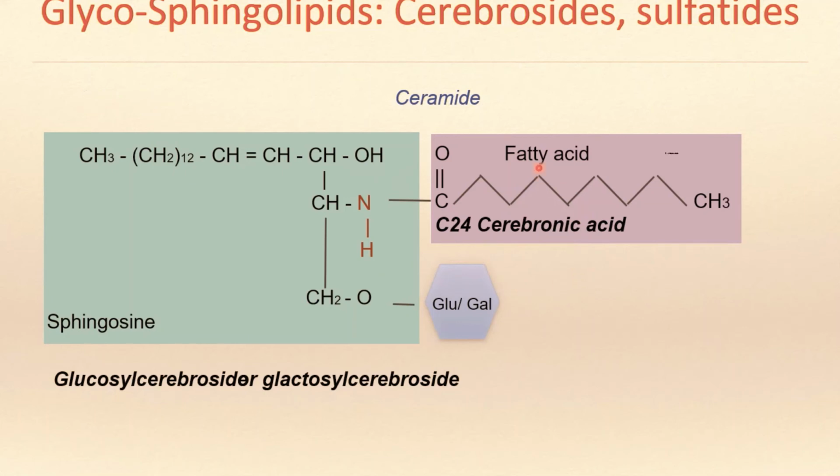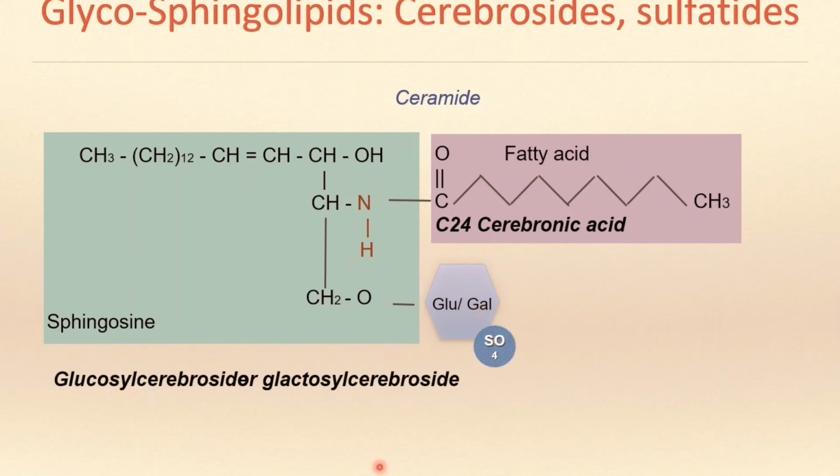Now when nervonic acid is added, we get the nervon. If oxynervonic acid is added, we get the oxynervon. So these are the different types of the glucosyl or galactosyl cerebrosides. So these are the products. Then how are these synthesized?